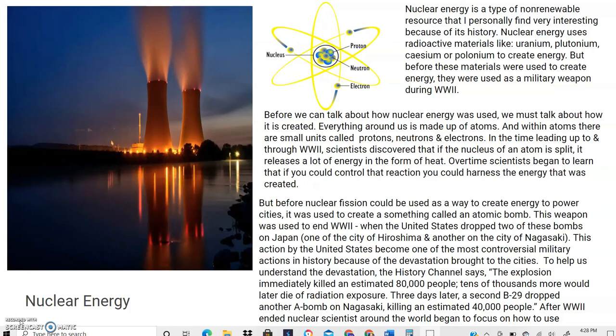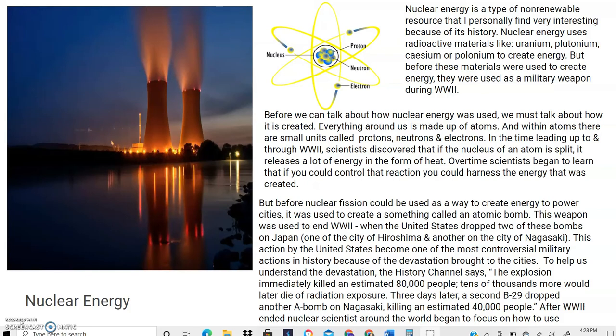energy is created. Everything in this world is made up of atoms, and within atoms there are smaller units called protons, neutrons, and electrons. And the nucleus, or center part of our atom, contains protons and neutrons. So in the time leading up to and through World War II, scientists discovered that if the nucleus of an atom was split in a process called nuclear fission, it releases a lot of energy in the form of heat.